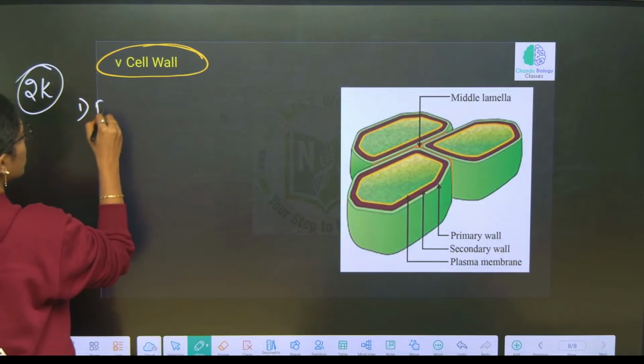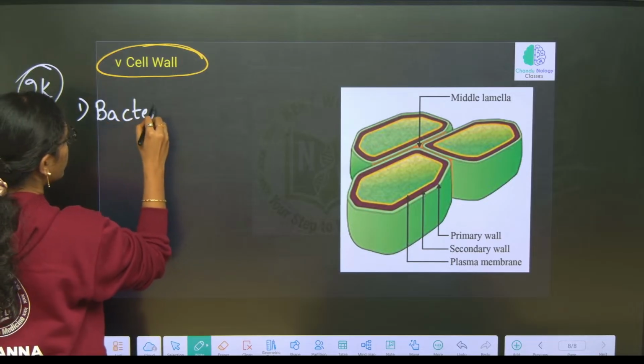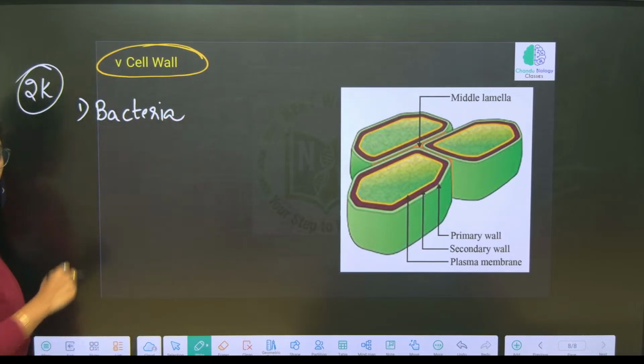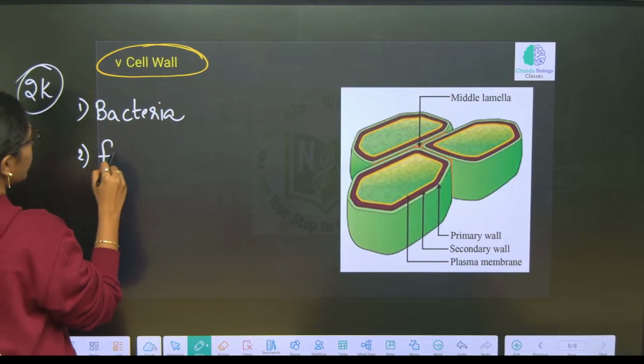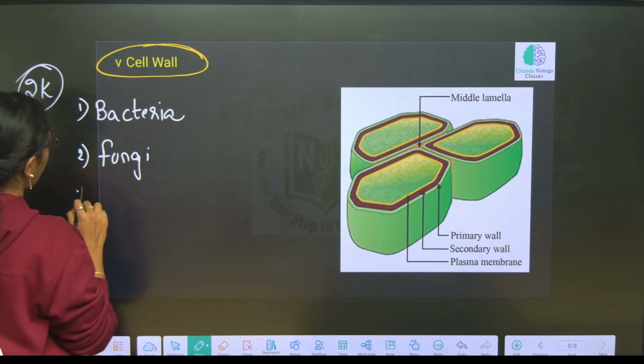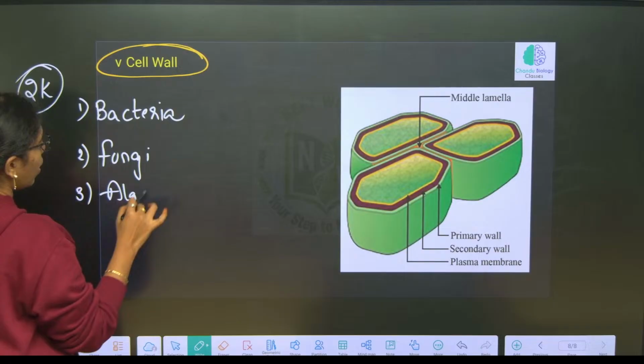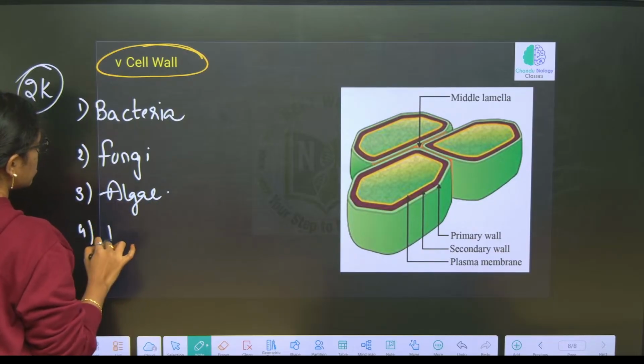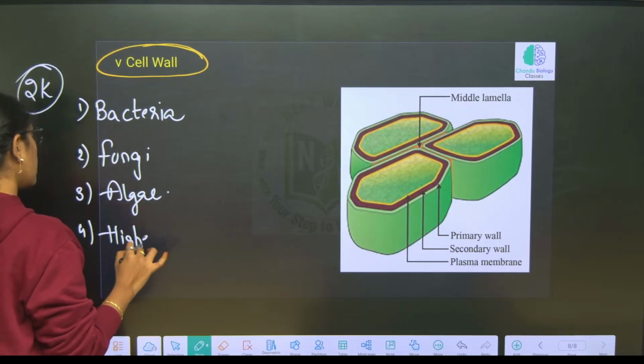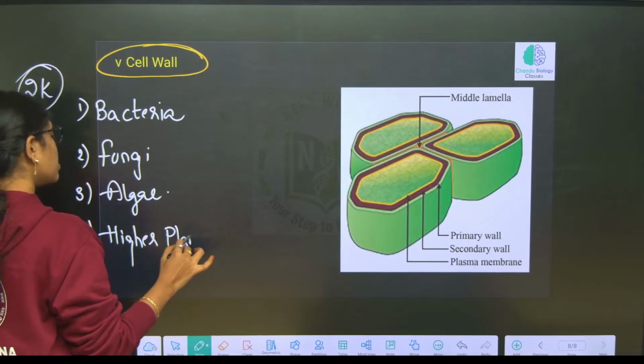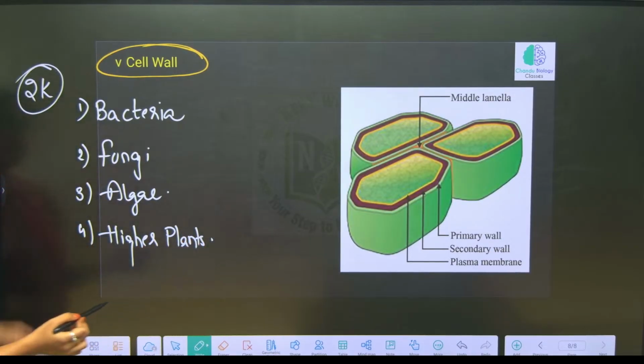It includes bacteria. Bacteria, though it is a prokaryotic cell, has a cell wall. Next, fungi. Fungi has cell wall. Algae has cell wall. Higher plants also have cell wall. So, all these were placed under the kingdom Plantae under the two kingdom system of classification.